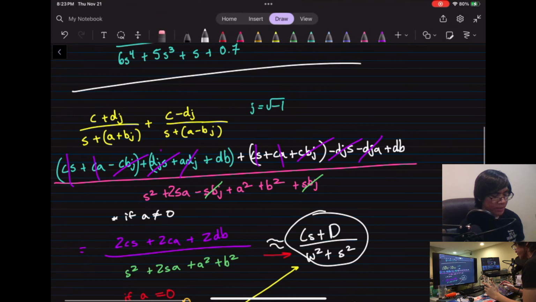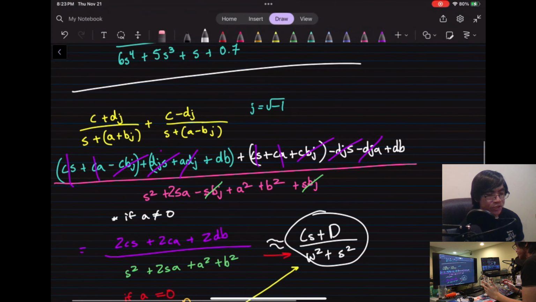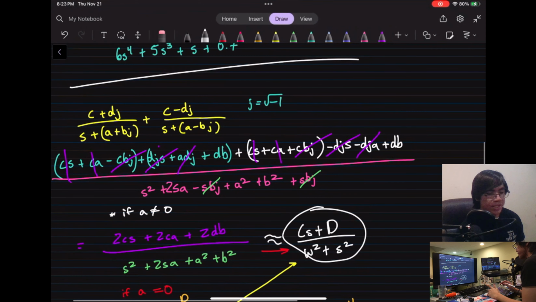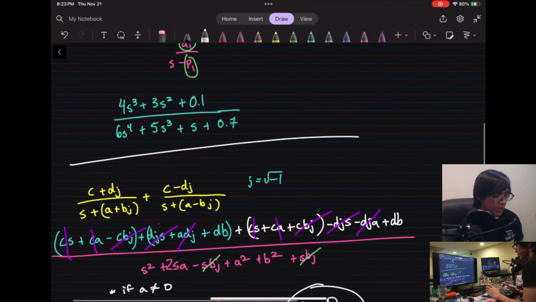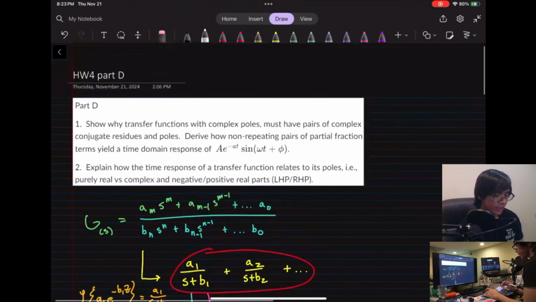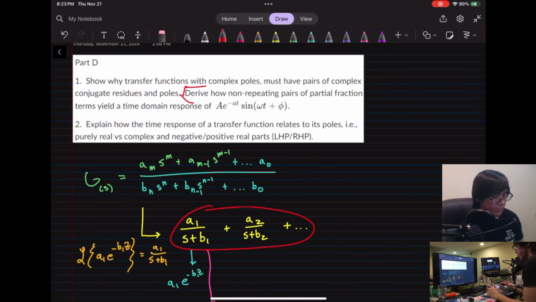And then in the actual algebraic expansion, or I guess distribution, those j's cancel out. That's how the imaginary portion disappears. So that's why they exist here as pairs. So I think that was a little bit of part 1. Now we're doing the second part of part 1 here, so deriving how those non-repeating pairs yield a time domain response.